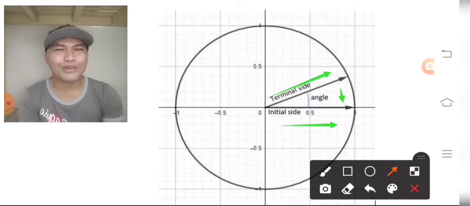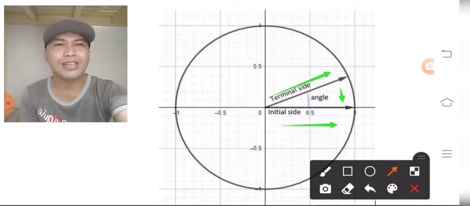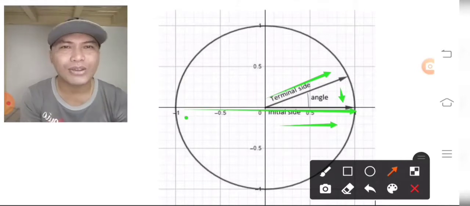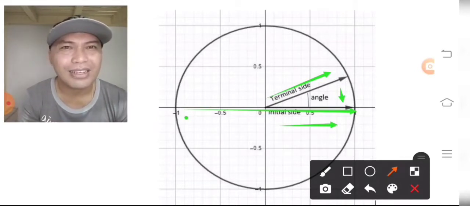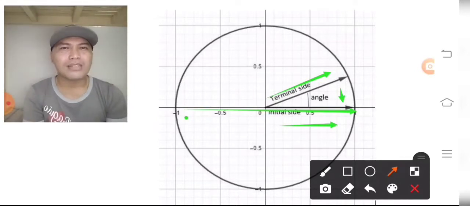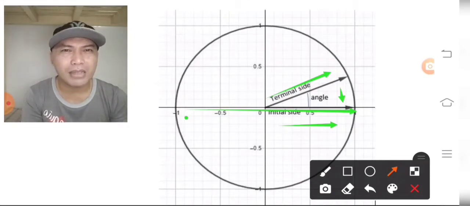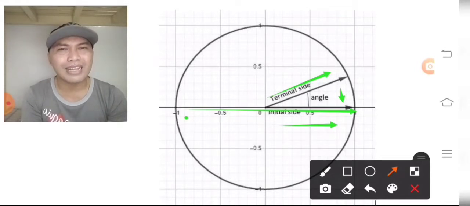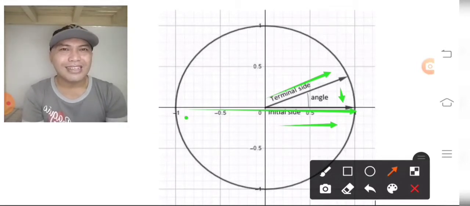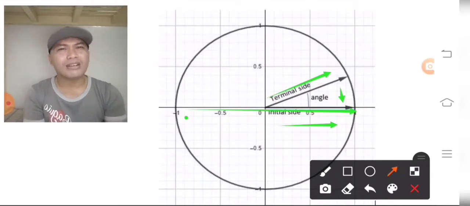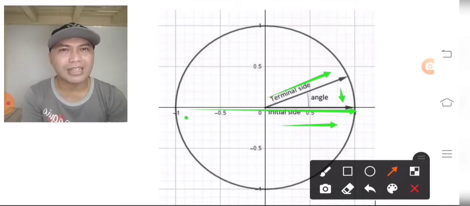The base in solving for the reference angle is the horizontal line or the x-axis. So when we say reference angle, it is a positive acute angle between the x-axis or the horizontal line and the terminal side of the given angle.